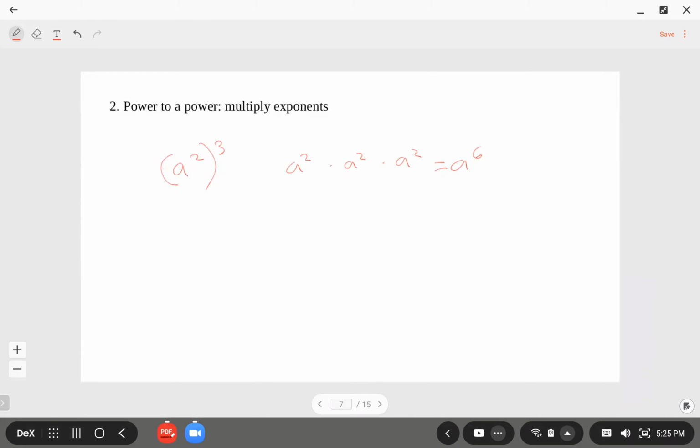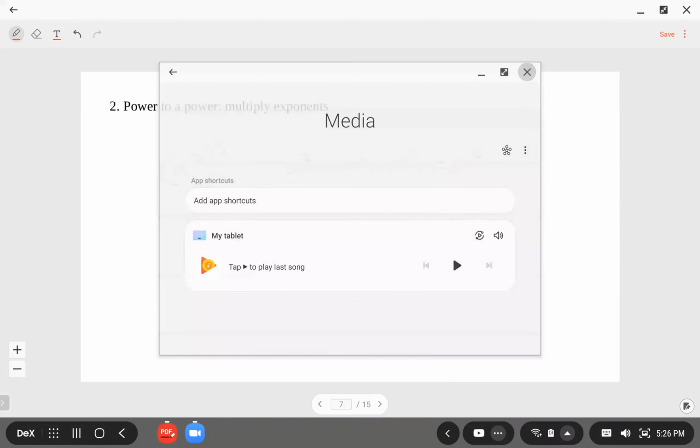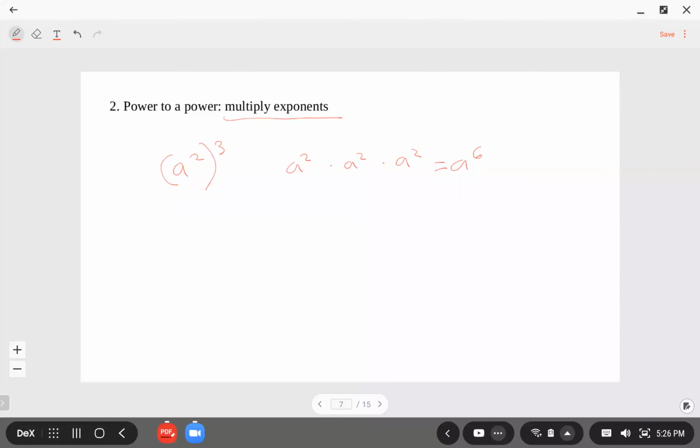And you might see a connection here. 6 is basically 2 times 3. Do you see the connection? Here it says multiply exponents. When you get to problems like these, you can basically just multiply the exponents. So this equals a to the sixth power. You don't actually need to multiply out, okay?